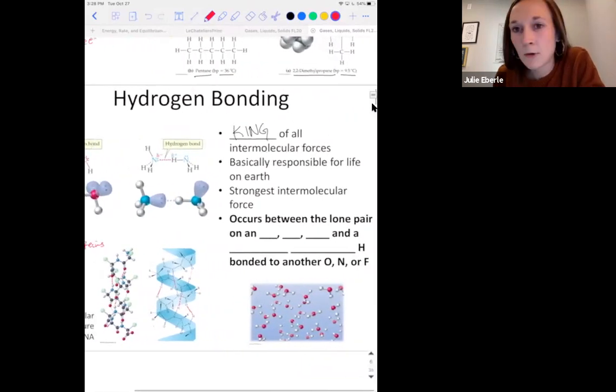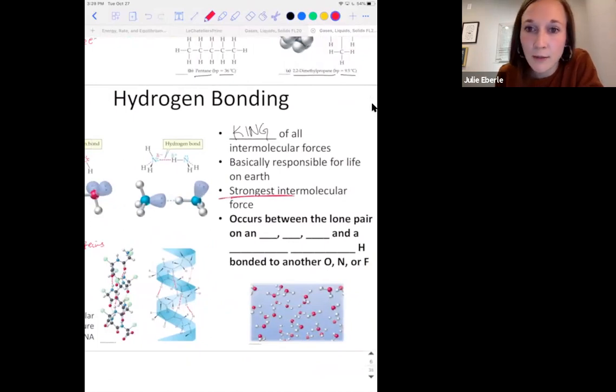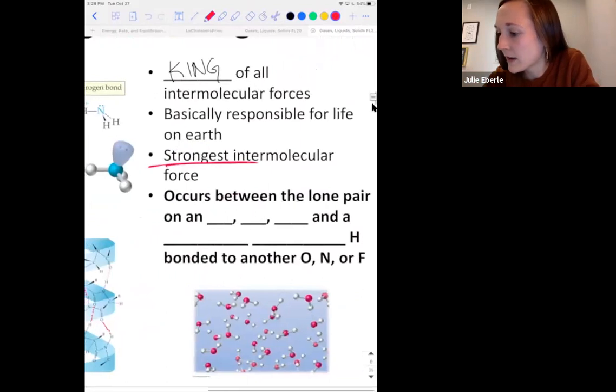So now what the heck is a hydrogen bonding? Well, they're very strong. Okay. They're the strongest, stronger than dipoles, stronger than London dispersion. And here is the definition of a hydrogen bond. And we're going to unpack this. Okay, so just give me a second, but let's define it first.